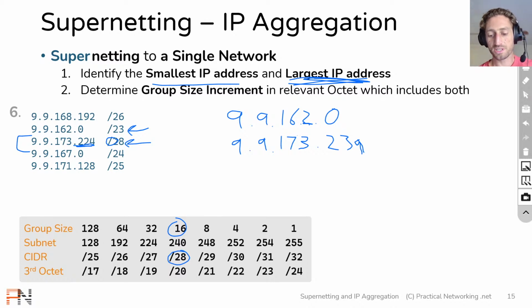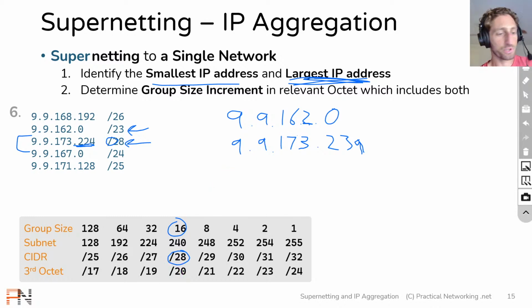Cool. So if you do 173 minus 162, that's a jump of 11. So instantly that tells us all of these are too small. Let's see if we can find a jump of 16 in the third octet that includes both of those addresses.